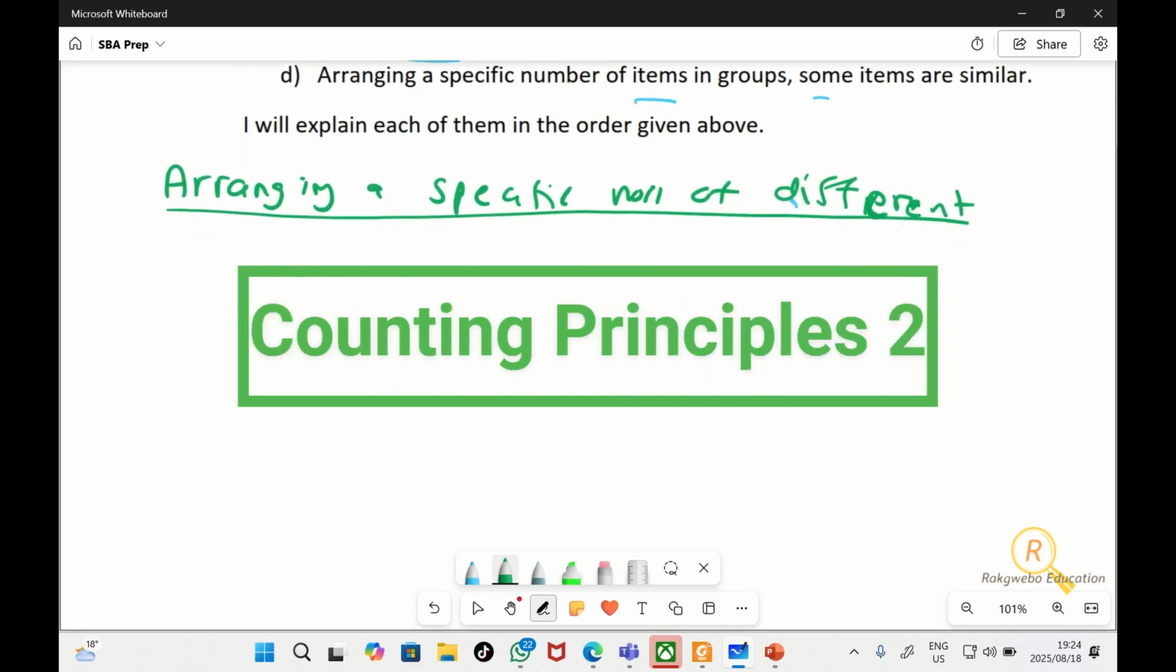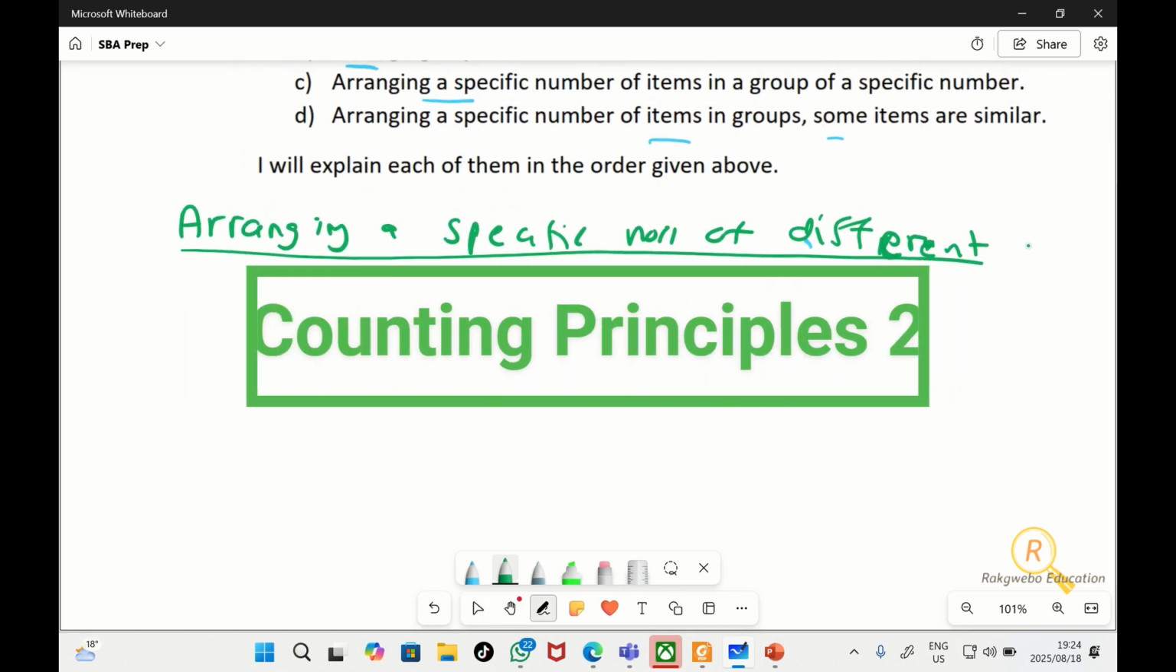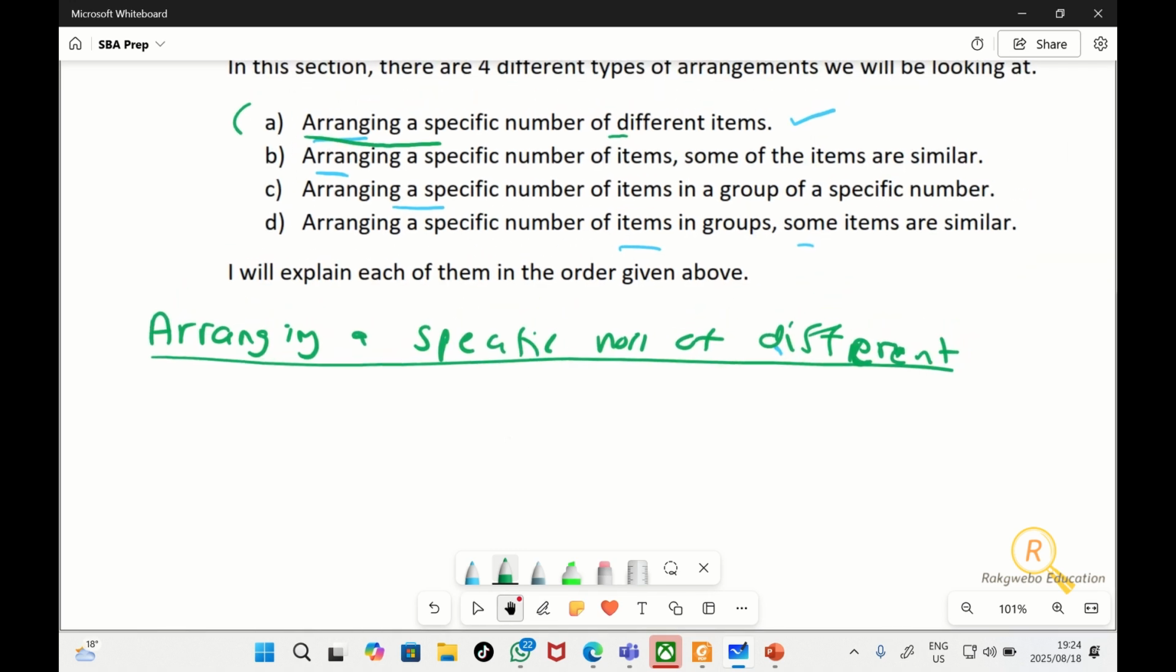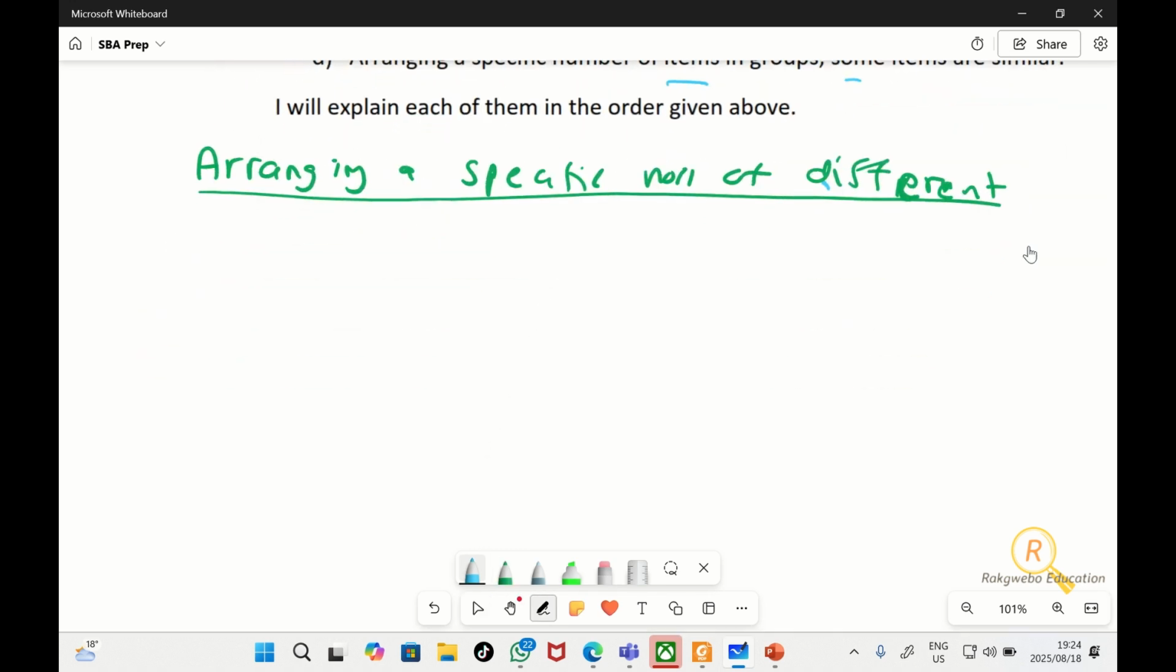Yeah, so I'm going to explain this first type of arrangement, arranging a specific number of different items. I'm going to use an example to explain this.